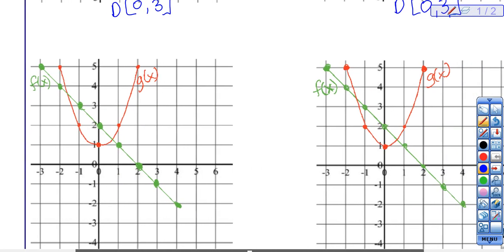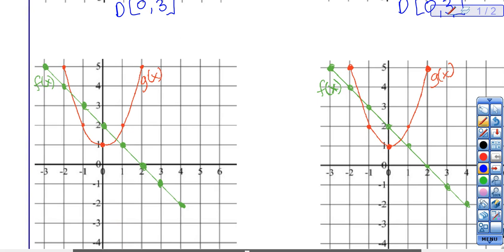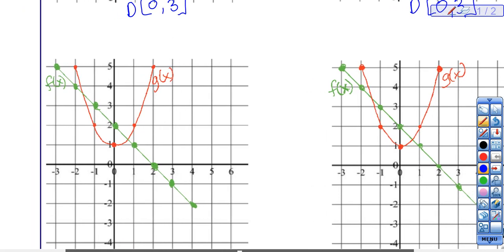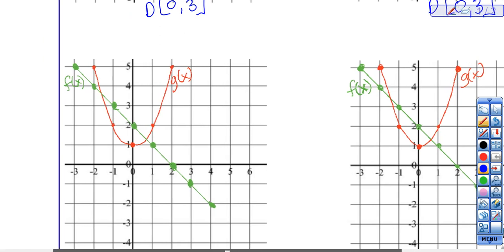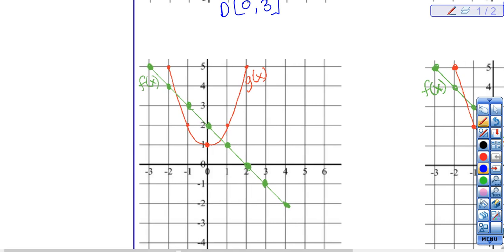The line is green and the parabola is red. Take a moment to get those. Even if you just label it f of x green and label the parabola in red, g of x, and you don't actually color them, that's okay. But I think the color's helpful, especially when you're subtracting and dividing. So I would do that. I'll give you a moment. Okay.